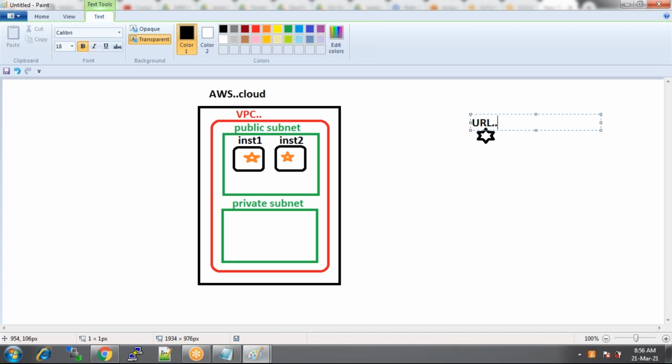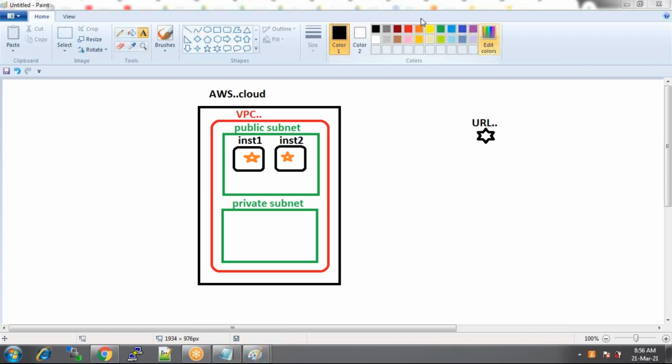That's my URL. Once the URL is entered, you'll be able to access the application from these instances. I have deployed these instances on a public subnet. Why have I deployed these instances, and why are they running on a public subnet?